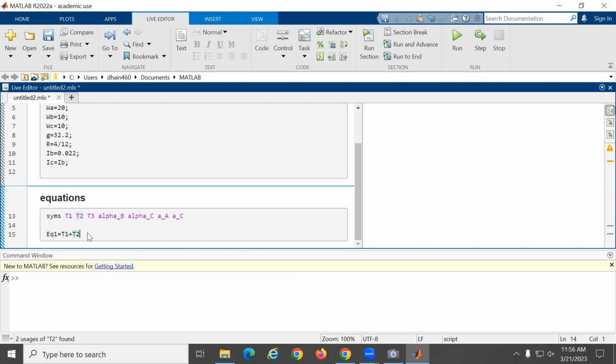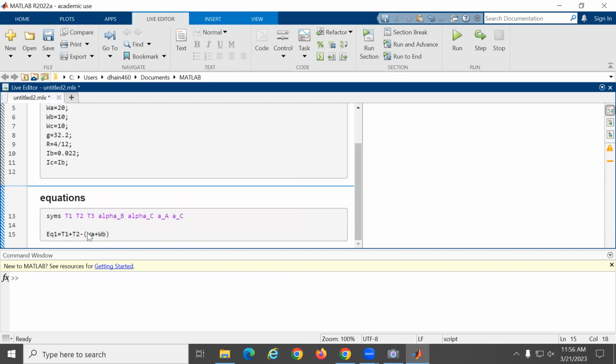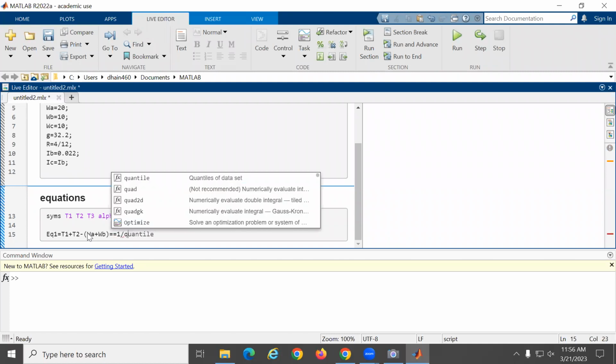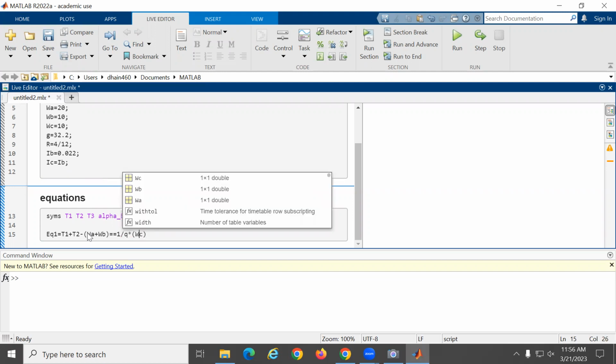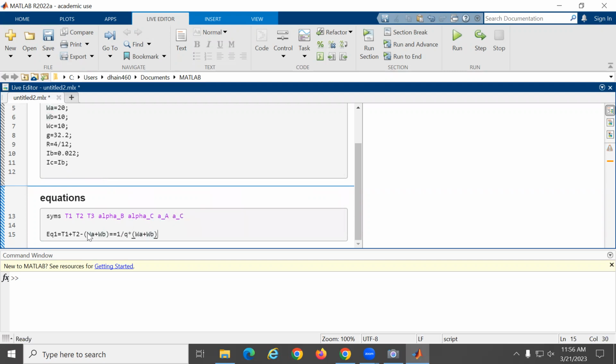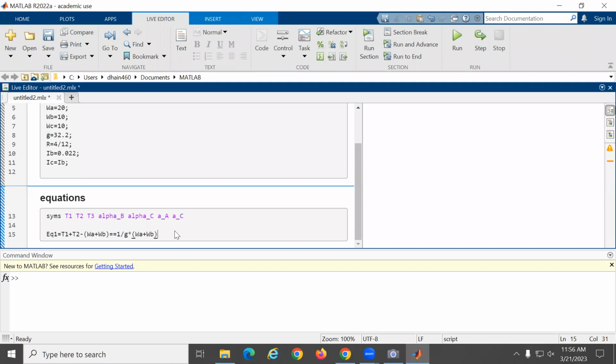Thank you so much. So T1 plus T2 minus WA plus WB. I'm just writing the equation as I have them over here. So now I do equal 1 divided by G times WA. Oh, but what do you have? Oh, yeah, plus WB. I used a Q instead of a G. You are correct. G. So equation 1, no?